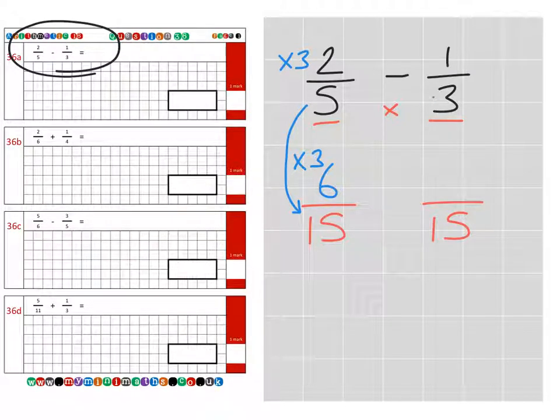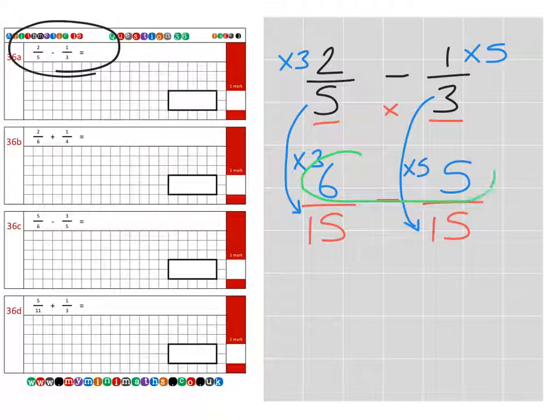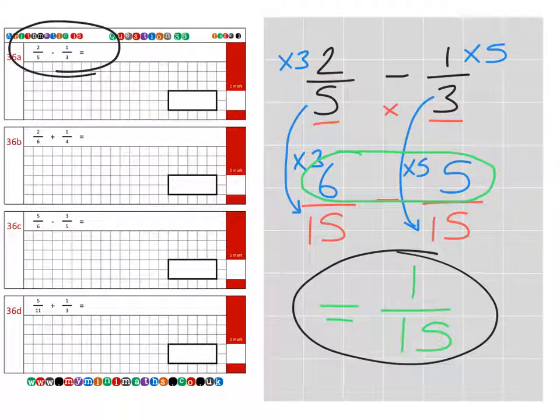Then, to get from 3 to 15, I've times by 5. So I need to do the same with the top. So 1 times 5 is 5. And then I need to subtract them. So if I do 6/15 subtract 5/15, I am left with 1/15 as my final answer.